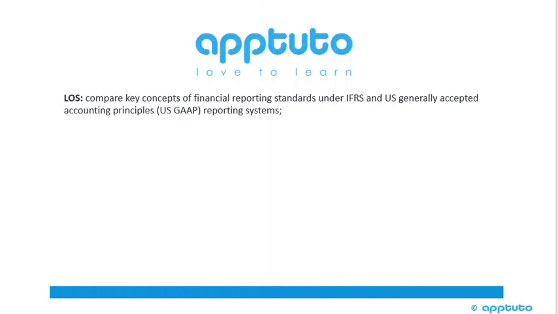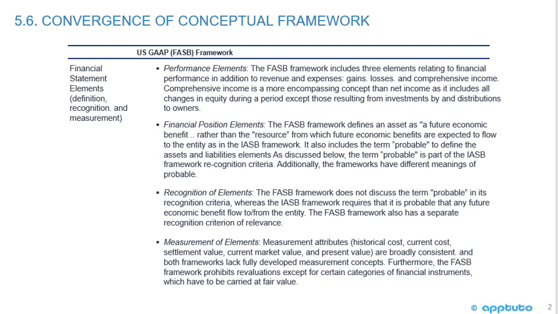This LOS is to compare key concepts of financial reporting standards under IFRS and US GAAP reporting systems. Convergence of conceptual framework. So there's just one slide for this LOS, and it's looking at US GAAP, the FASB framework, and comparing and contrasting a little bit with the IASB, the International Accounting Standards Board's framework, okay? So the first one is performance elements.